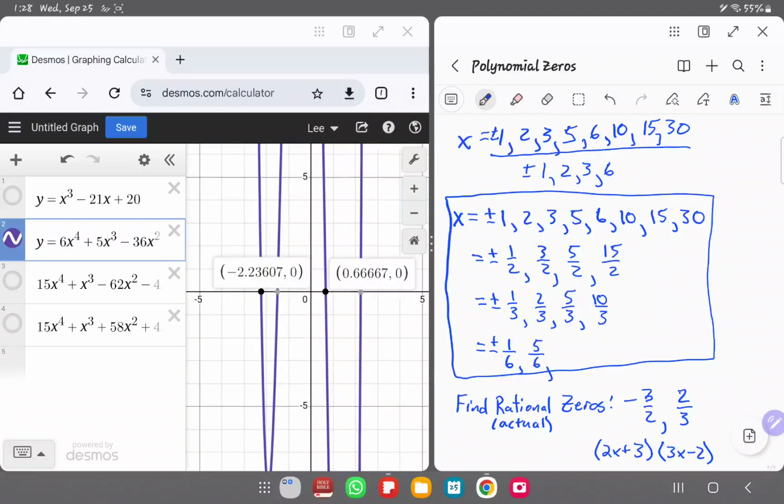You could divide those factors out with either long or synthetic division from that 6x to the 4th polynomial. What you would end up with is a quadratic, and then you could factor the quadratic. You would get some sort of roots, like I think this one ends up being negative square root of 5 and positive square root of 5. But that is a process that you'd have to take to get down to what we call these irrational roots or irrational zeros.